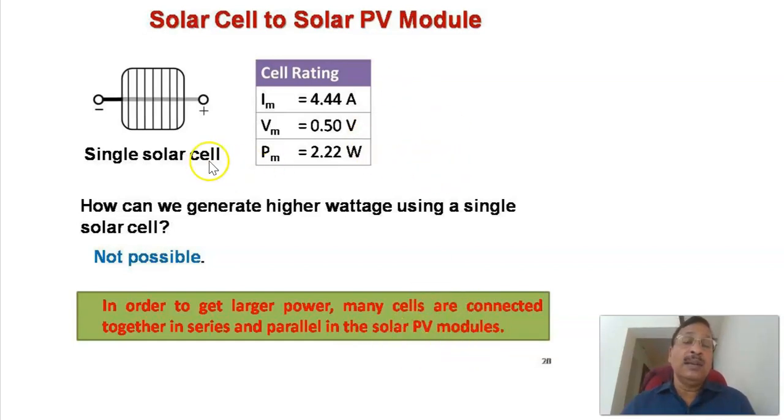In PV modules, there will be a number of solar cells. They are connected in series, and such series cells are connected in parallel.